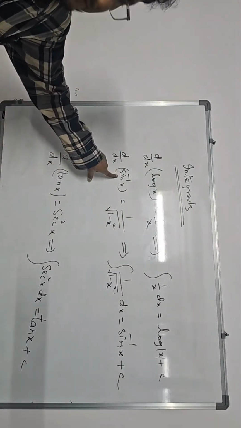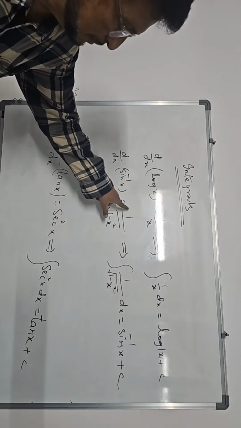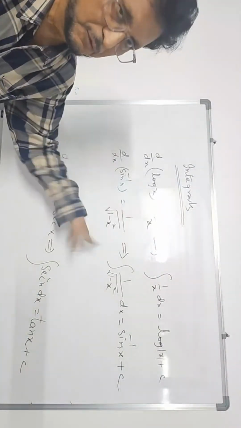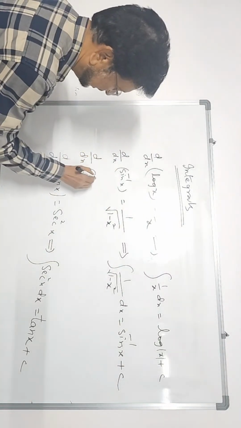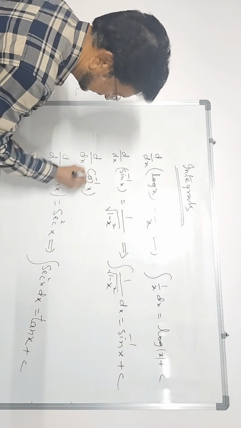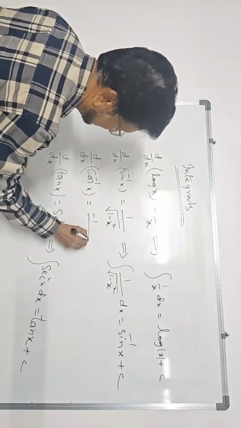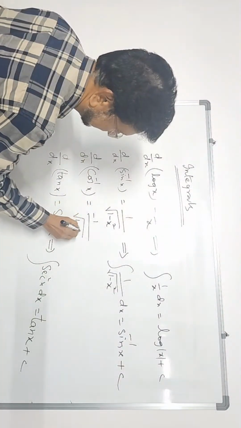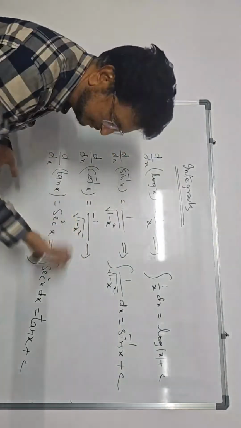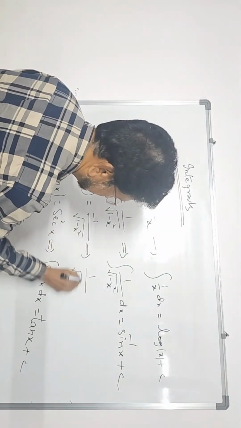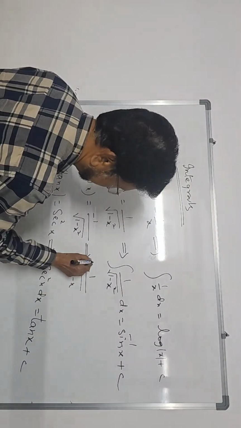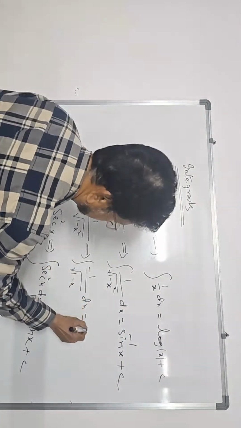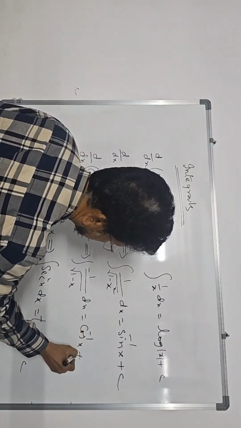Instead of sin inverse x, if you take cos inverse x, same answer you will get, but with a minus sign. D by dx of cos inverse x is equal to minus 1 by root 1 minus x square. If you want to write in reverse order, integration of 1 by root 1 minus x square dx is minus cos inverse x plus c.